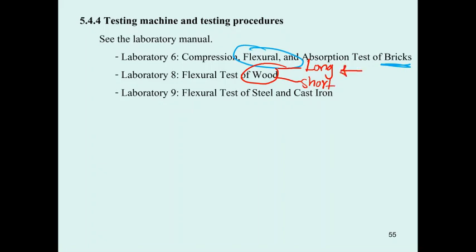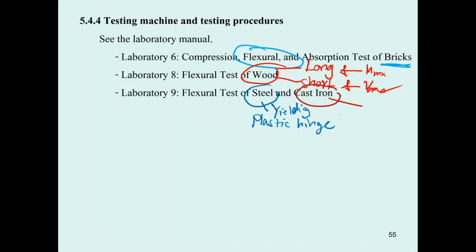Long wood usually fails by Mmax, and short wood may fail by Vmax. And also we do the fractional tests of steel. Okay, fractional test of steel is going to produce the yielding, or it's called plastic hinge. And for the cast iron, the beam is going to fail abruptly.